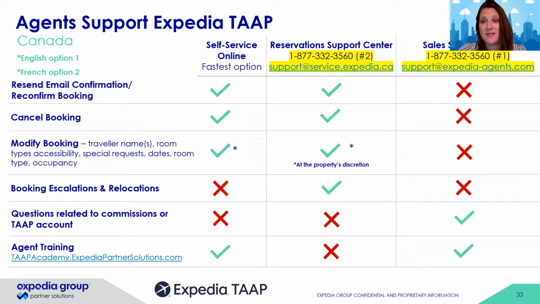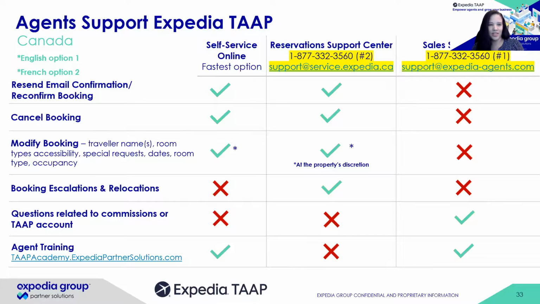She would like to know how she gets info on the Expedia TAAP Academy and on VRBO, Trivago, and hotels.com. Yeah, so the Expedia TAAP Academy, that's going to be the website taapacademy.expediapartnersolutions.com. You don't have to sign up or anything for that. It's just going to be an educational site for you to learn about the booking platform for Expedia TAAP. So I definitely recommend bookmarking that site.